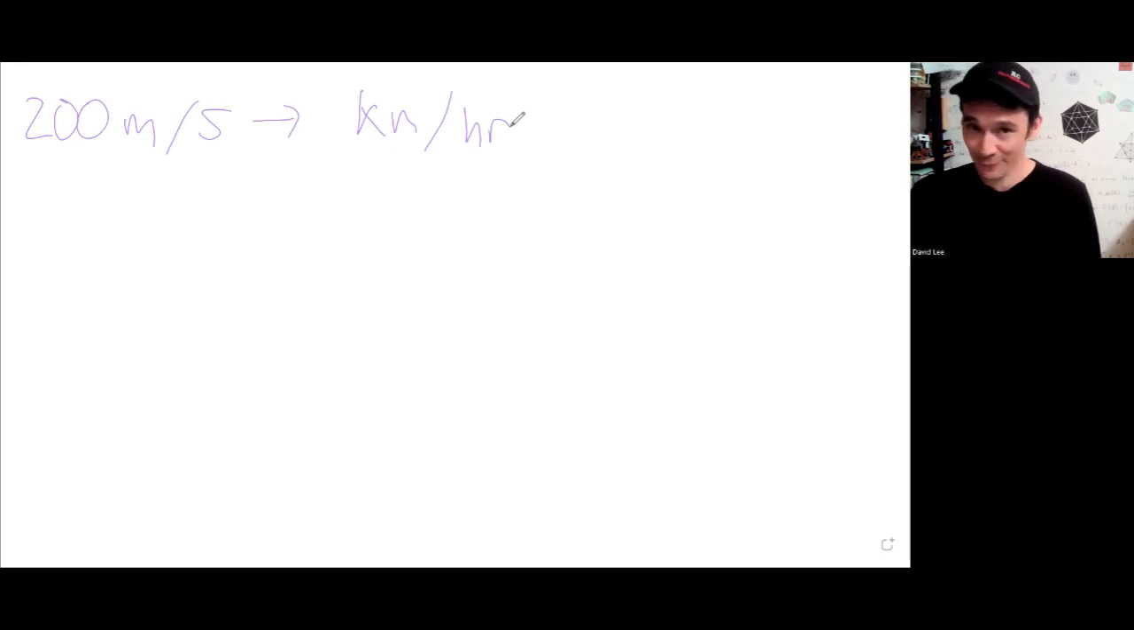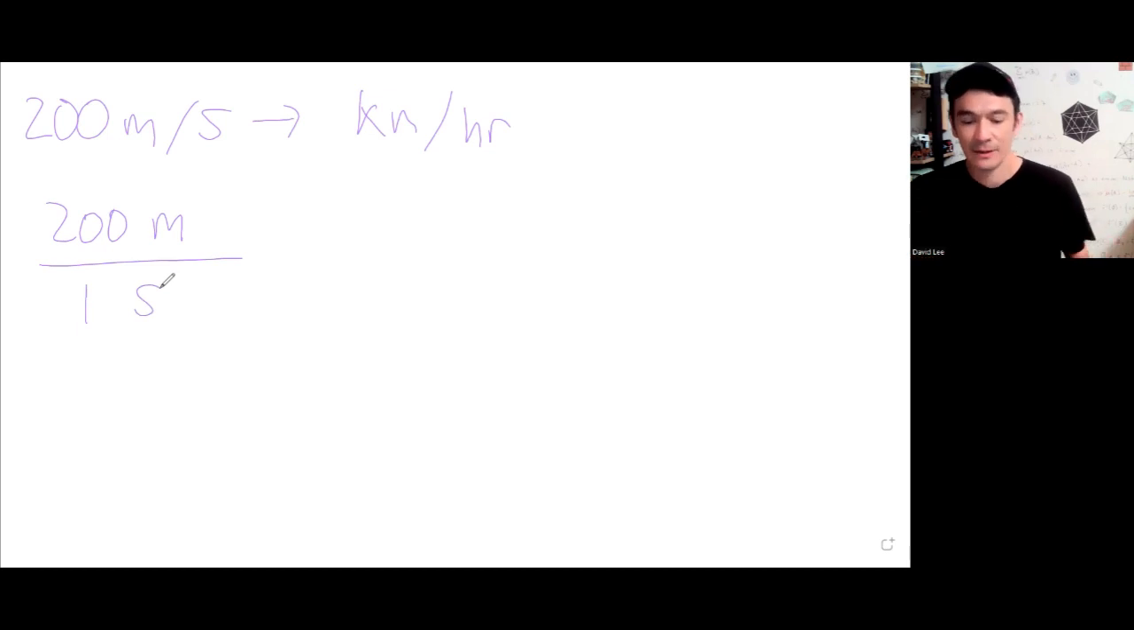Let's begin with some conversions here, and then the problems will get more difficult as we go along. So let's go 200 meters per second to kilometers per hour. I would go like this. I'm going to write 200 meters over 1 second. Same information, just presented differently. 200 meters per 1 second.